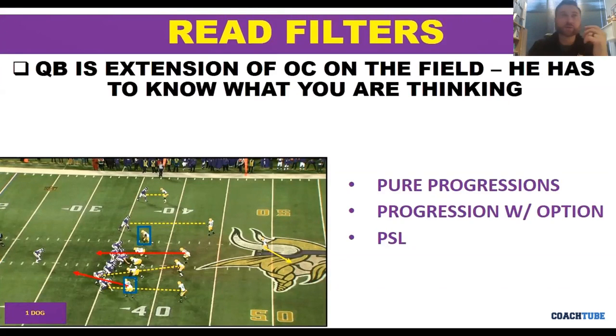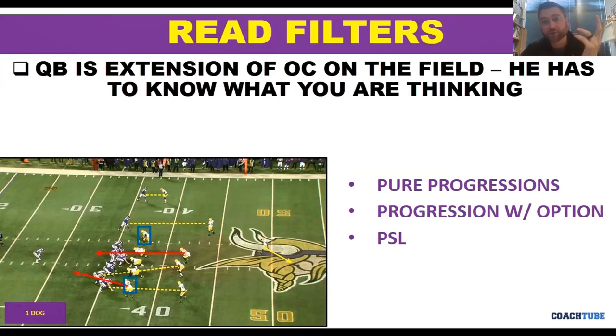What we use are pure progressions, progression with an option, or a PSL, which is a pre-snap look. What that means is before each play, the quarterback knows when it comes into his headset, into his helmet, okay, if I'm calling 300 jet double stick, then I know that's a pure progression. I'm going 1 to 2 to 3. The defense doesn't dictate anything.